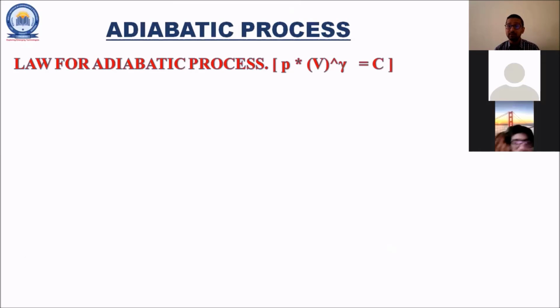So try to remember this derivation because it is one of the most important questions asked from this chapter. The law for the adiabatic process is P V raised to gamma is equal to constant. Remember friends, here V, that is the capital V, is the total volume of the gas.